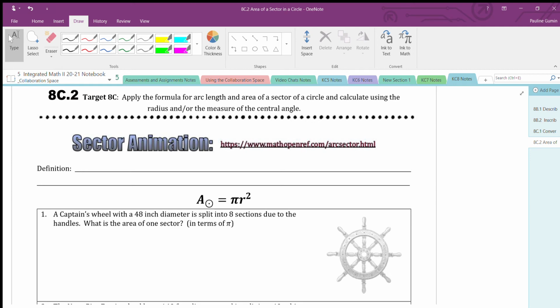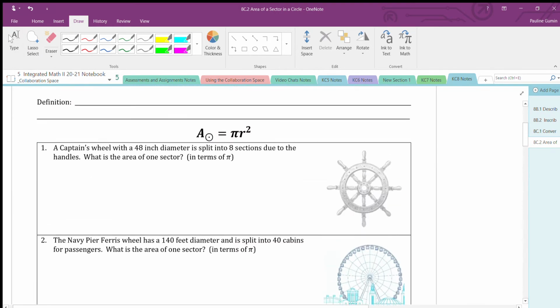Hello, and welcome to a little video about the formula for arc length and the area of a circle. Let's get started. Alright, first, we're going to find the area of some sectors.